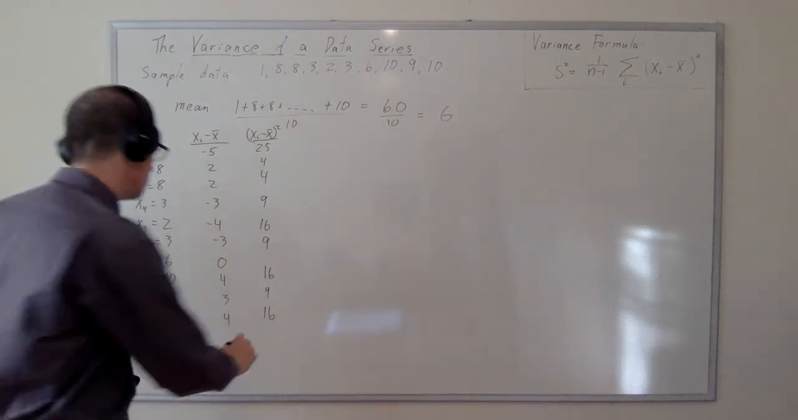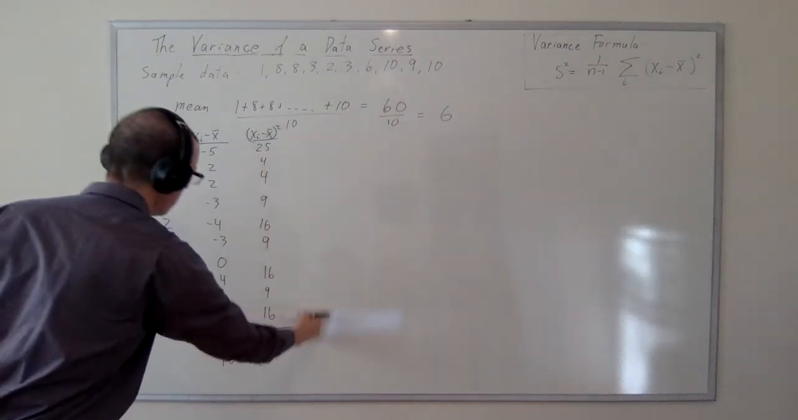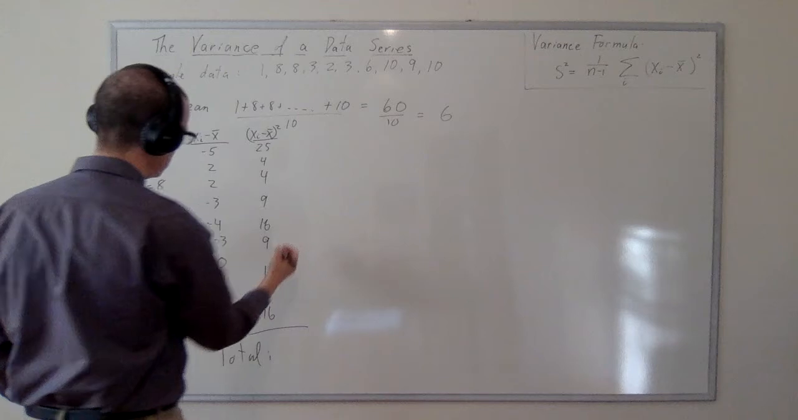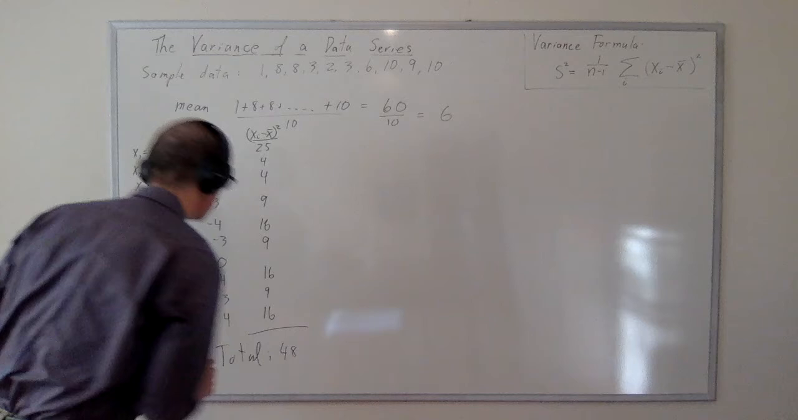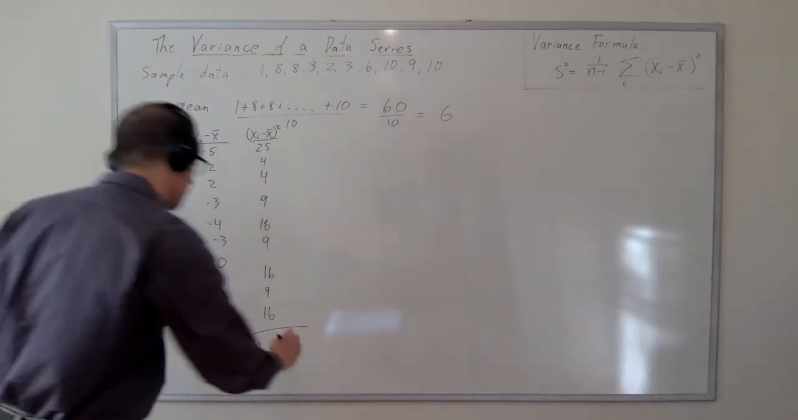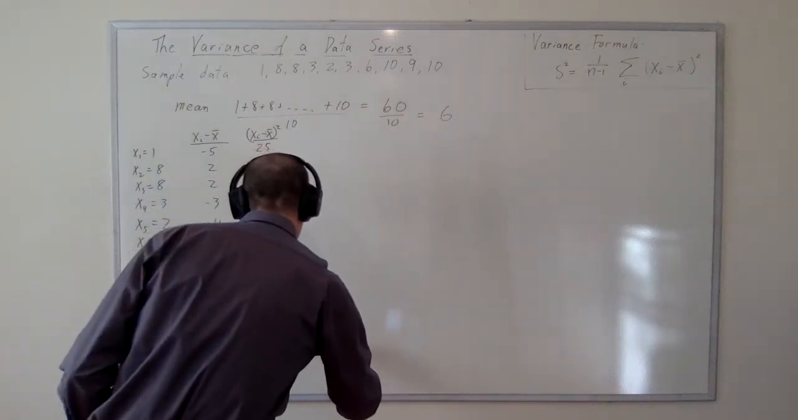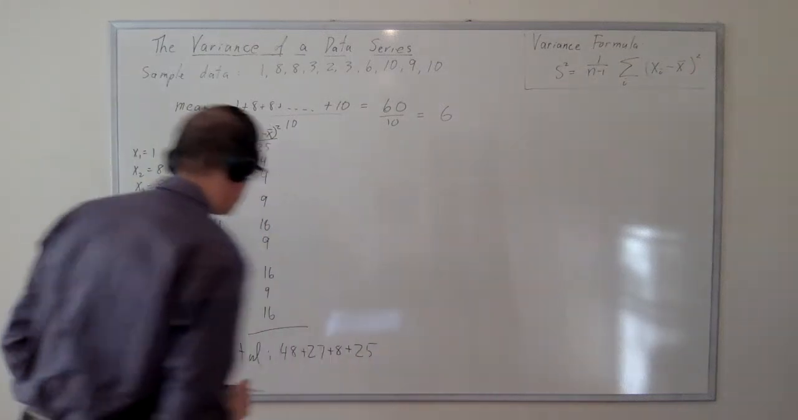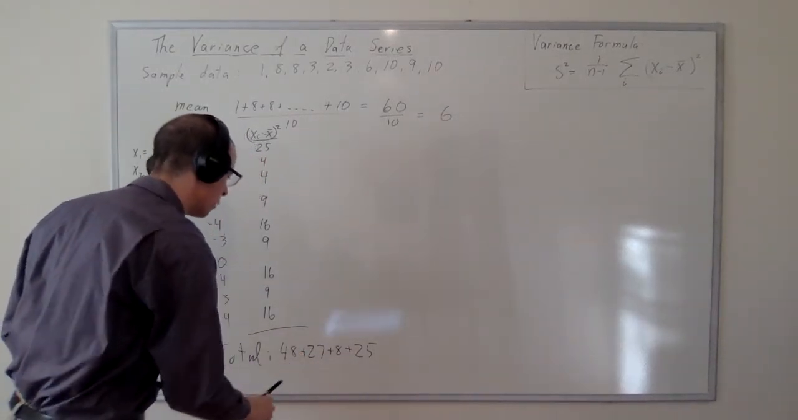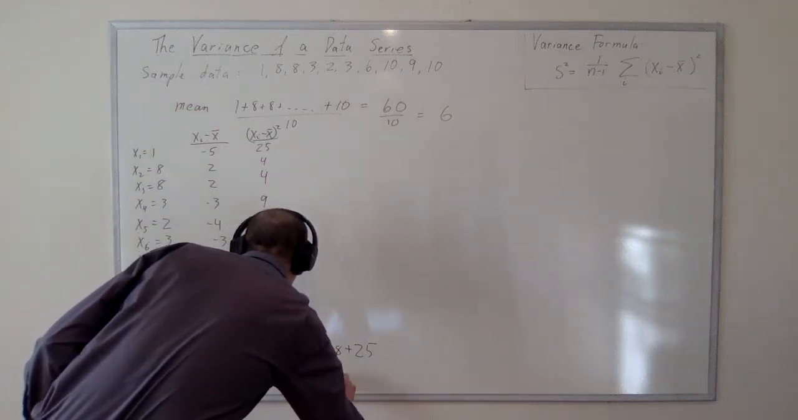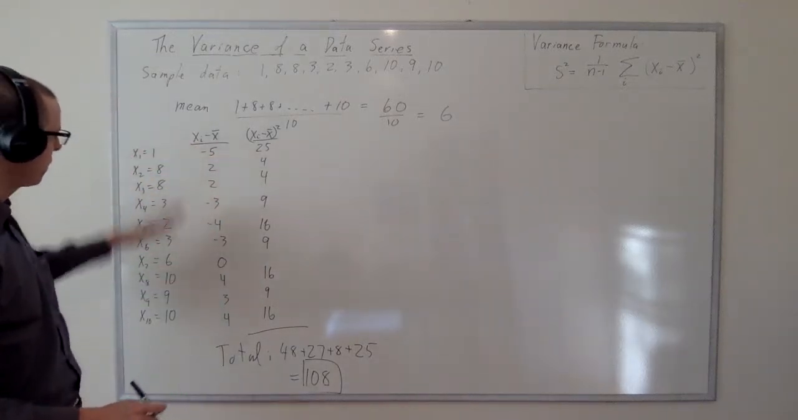Now, what do we do with all of these values? Now we add them all up. We're going to add up all of these values. So the simplest way to do this is to group them. So I've got 3 16s, and 3 16s makes 48. I've got 1, 2, 3 9s. That makes 27. I've got a couple of 4s. That makes 8. And then I've got 25 there. So 25 and 27 is 52, plus another 8 is 60, plus another 48 is 108. So that's the total of the squares of the individual data values minus the mean.